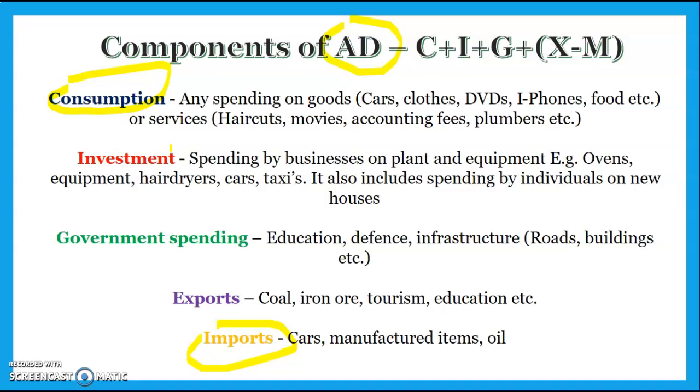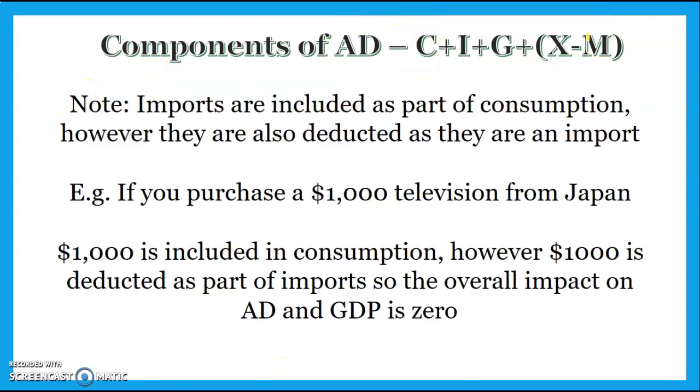So any spending by businesses. It also includes spending on new houses, which is included in investment, which is worth noting. Government spending on education, defence, infrastructure, etc. Exports, so any money spent by people overseas on Australia's coal, iron ore, tourism, education, etc. And then imports get deducted because they're not spending on Australian goods and services. So when we import products, they get included in consumption, but they also get deducted because they're not really contributing to our aggregate demand. That's the aggregate demand equation: consumption plus investment plus government spending plus exports minus imports.